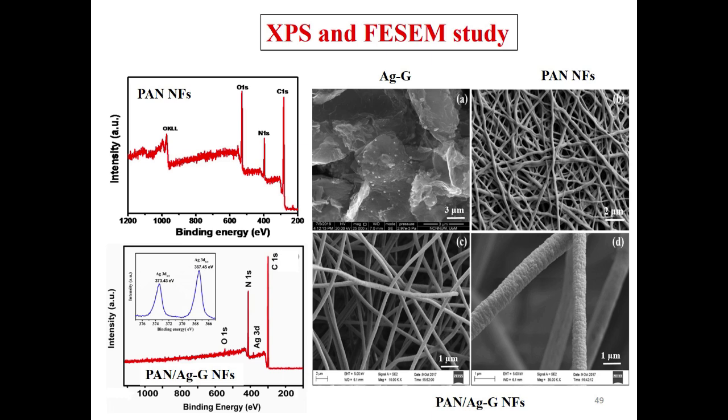The binding energy is shifting very effectively with the formation of convoluted and deconvoluted spectra, that is of silver 3d 5/2 and silver 3d 3/2 at 367.45 electron volts and 373.4 electron volts. That is the binding energy of that material. And this image shows a very highly porous, very effective decoration of silver grafted graphene nanoparticles over the surface of the PAN nanofibers with a high porosity.